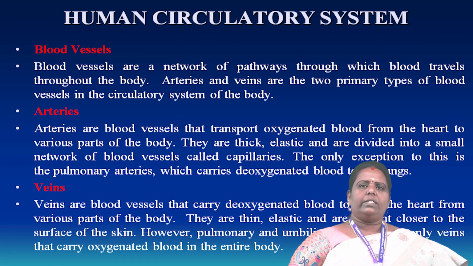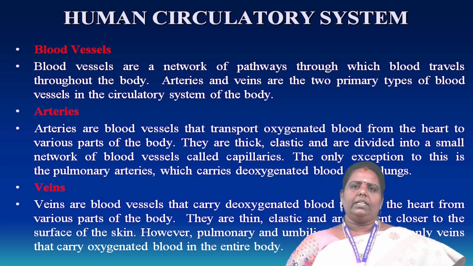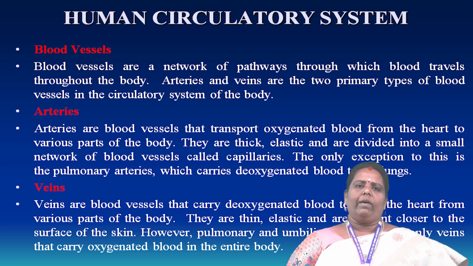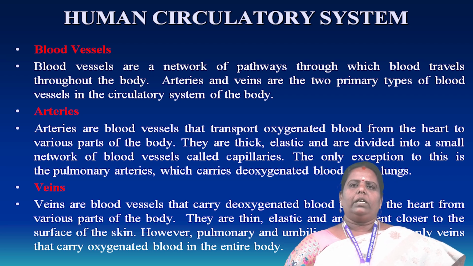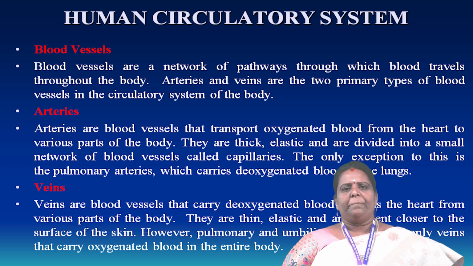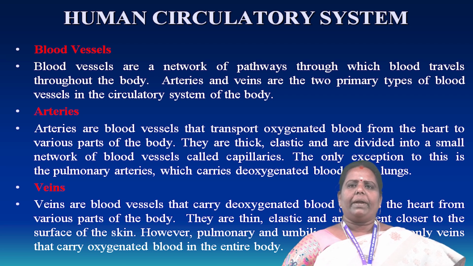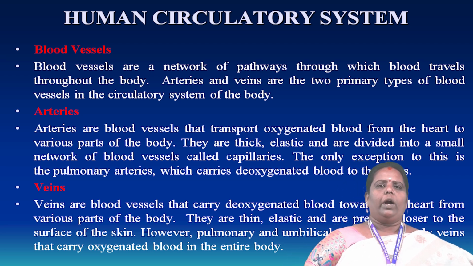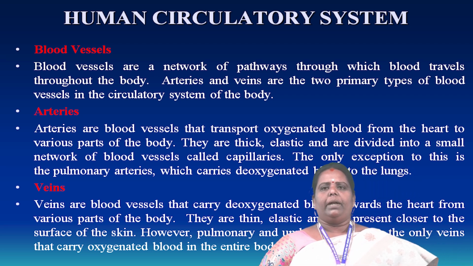Other parts of the human circulatory system, I already told you, are the blood vessels. The blood vessels form a network through which the blood travels throughout the body. Arteries and veins are the two primary types of blood vessels of the circulatory system.